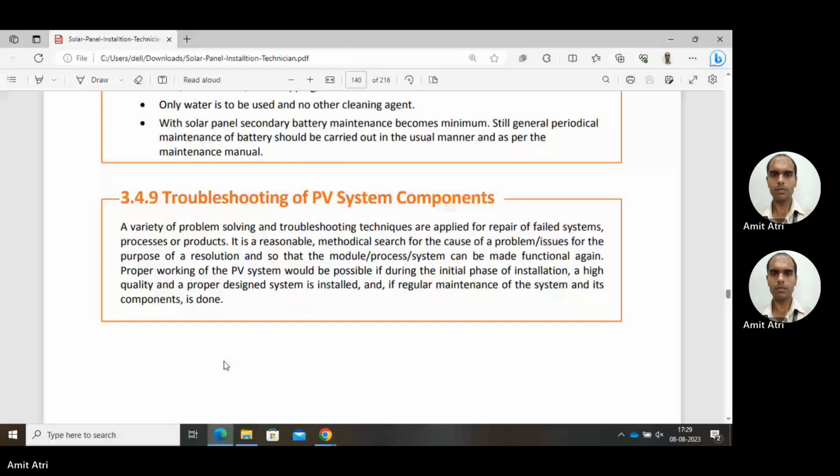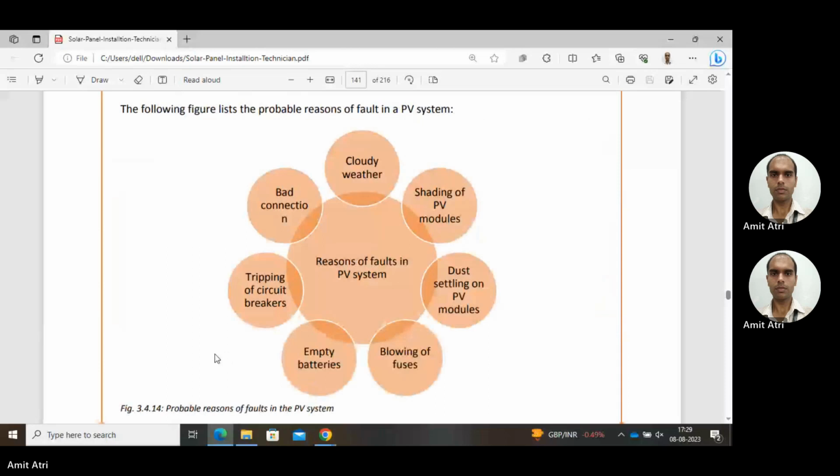So some of the probable reasons of faults in a PV system. Here some of the reasons are there. Cloudy weather, clouds are there, sunlight is reduced. Shading of PV modules, shading due to nearby objects. Then dust settling on the PV modules, that's why we have to clean it. Blowing of fuses. If the fuse blows out, then we won't be getting any output from the panel. Then empty batteries degrade the performance. Battery's life also degrades, and system performance also degrades with empty batteries. So we have to regularly check the electrolyte level, the water level in the battery.